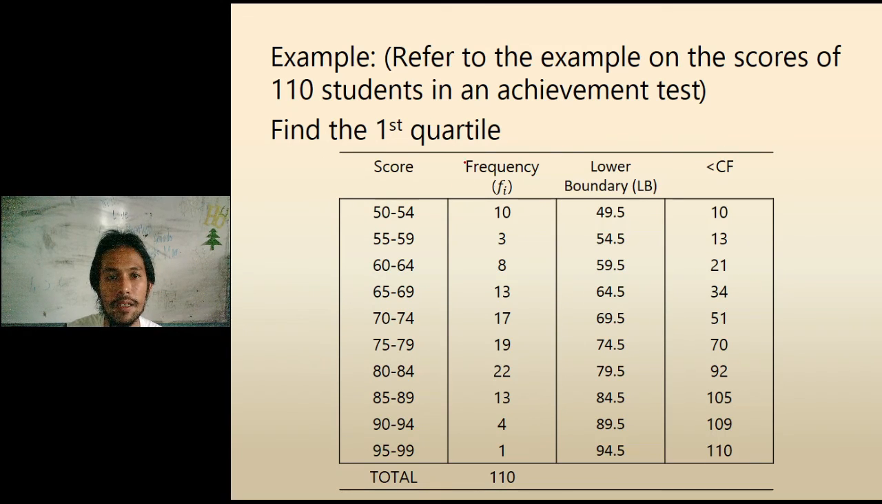So, same data set. We will find the first quartile. For the first quartile, i times 110 over 4. So, 1 times 110 divided by 4.